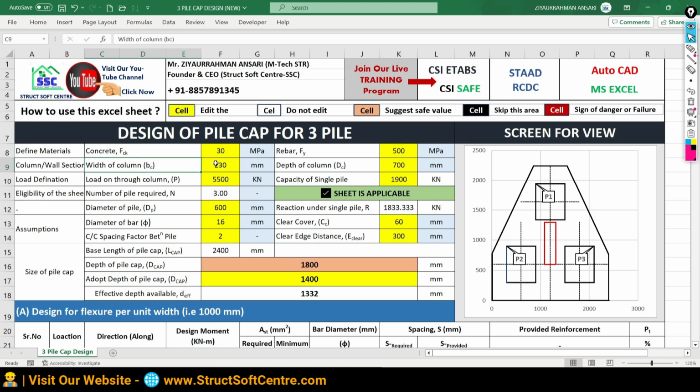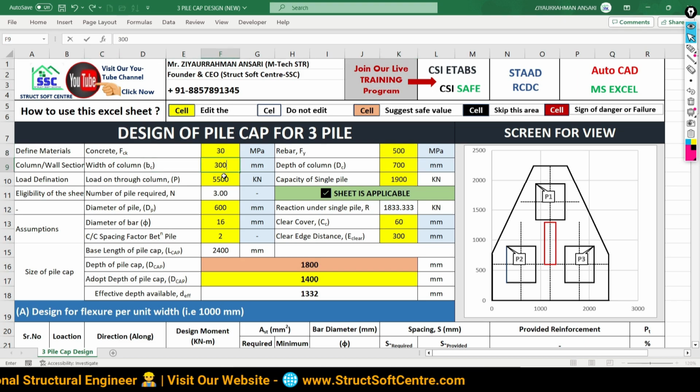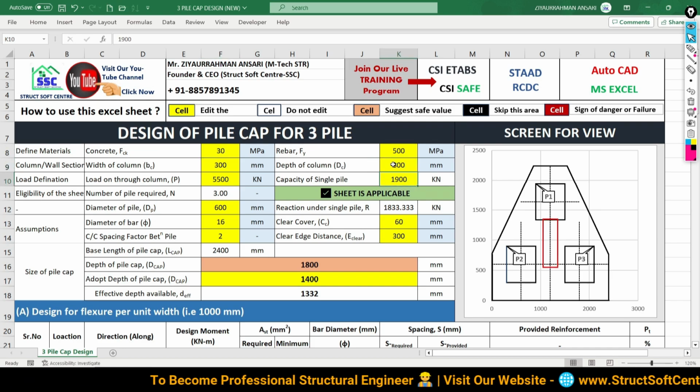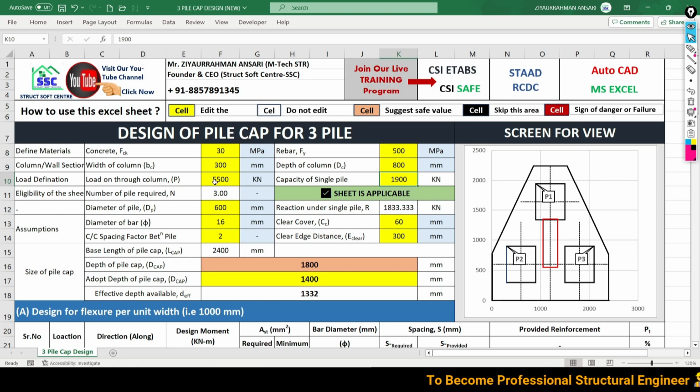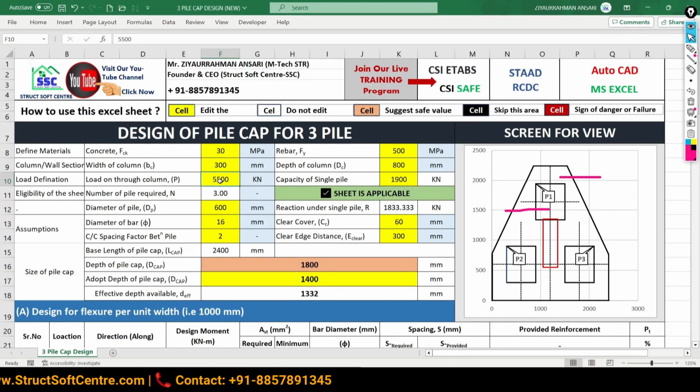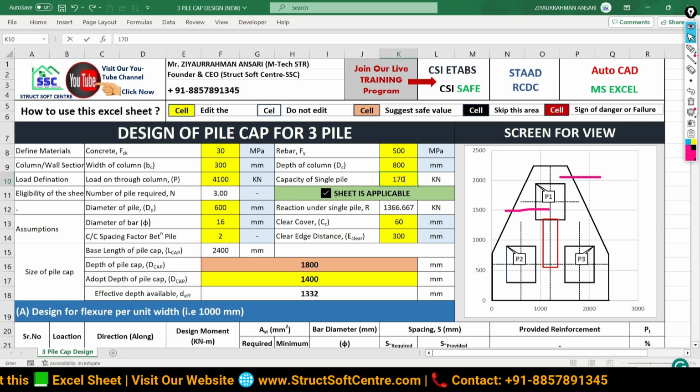Now, what is the size of the column? The size of the column is given as 300 by 800. 300 is the width, 800 is the depth of the column. And load on column means total factored load coming through the column. How much is it? It is 4100 kilonewton, as you can find from here. And pile capacity is what? 1700 kilonewton. That we are going to put here.